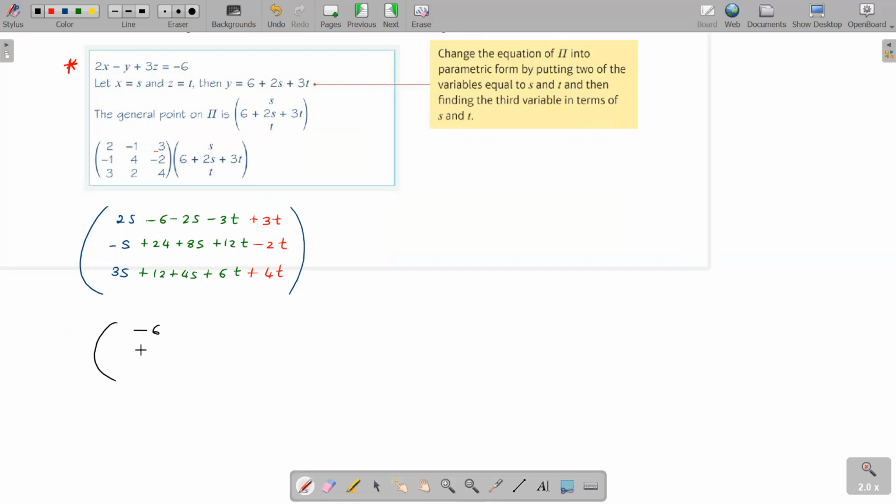And then 24 plus 7s plus 10t. And the next one, 12 plus 7s, 3s plus 4s is 7s, plus 10t. So this is the what? This is the image coordinate. Are you with me?